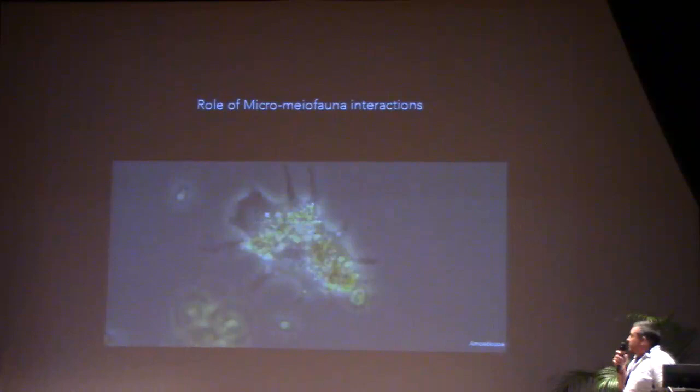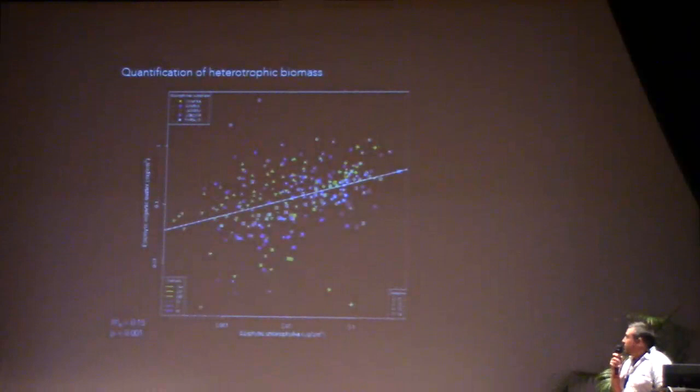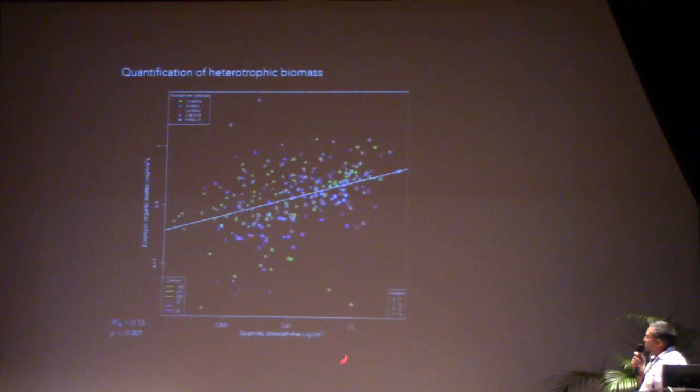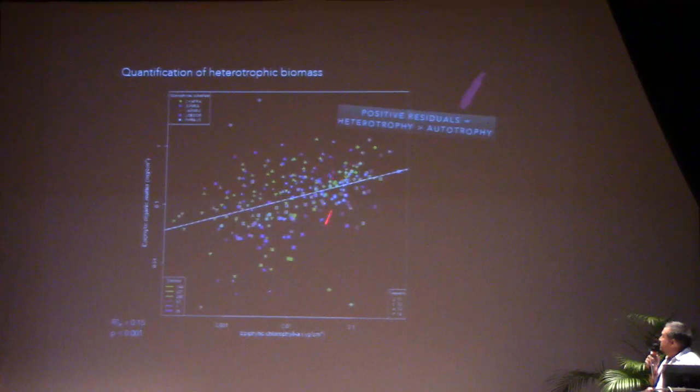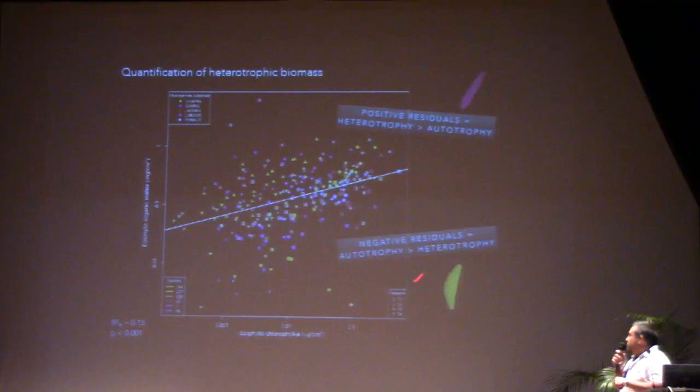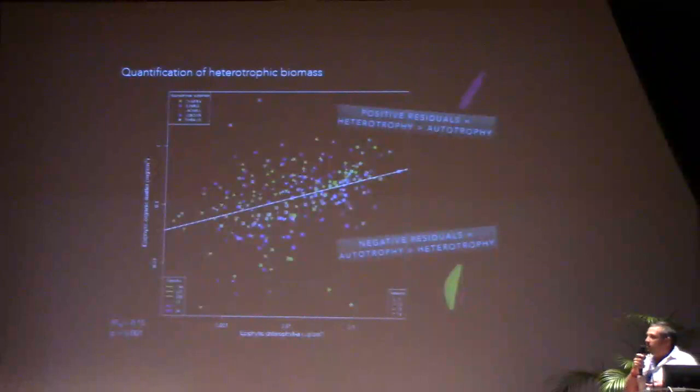So now, the influence of predation by micro-megafauna. First, how do we quantify the heterotrophic biomass? We plot the chlorophyll a concentration against organic matter content, and we have a significant relationship between them, and we use the residuals. Positive residuals mean that we probably have more heterotrophic species than autotrophic species, whereas negative residuals mean that it is made up more of autotrophic species. So we use these residuals as a quantification of heterotrophy.